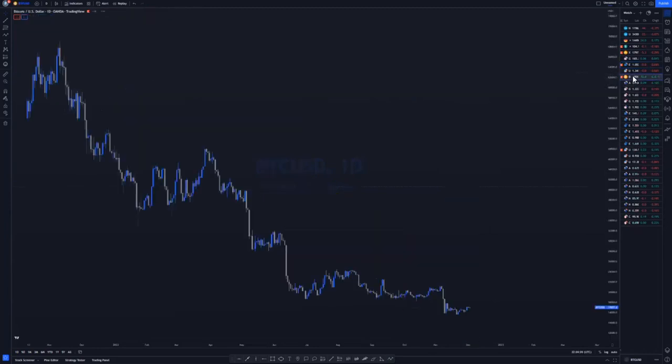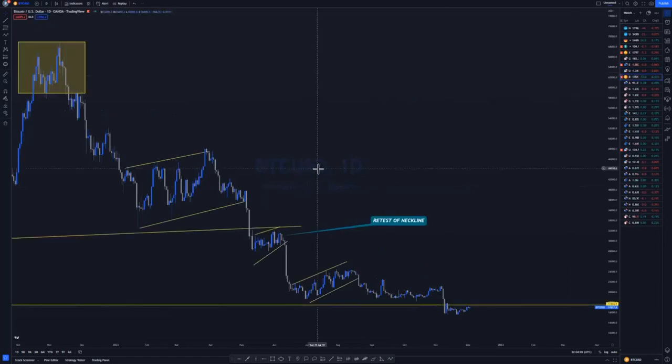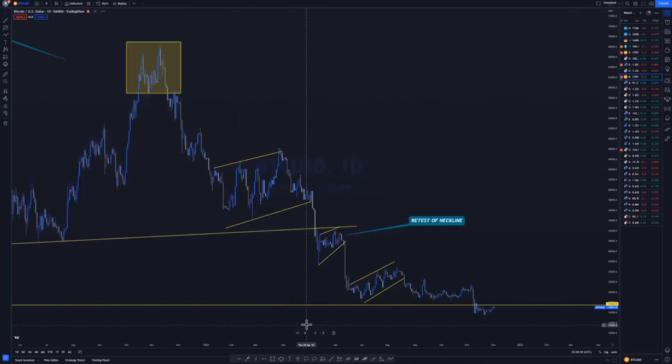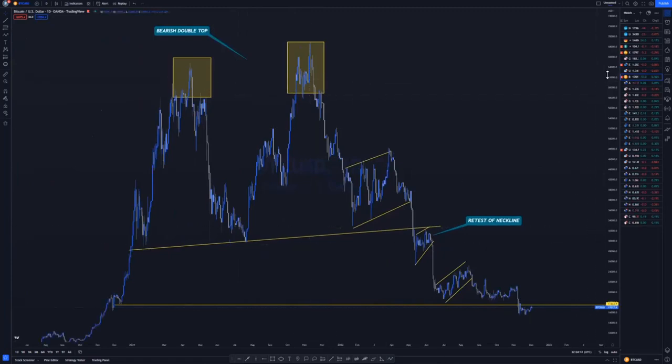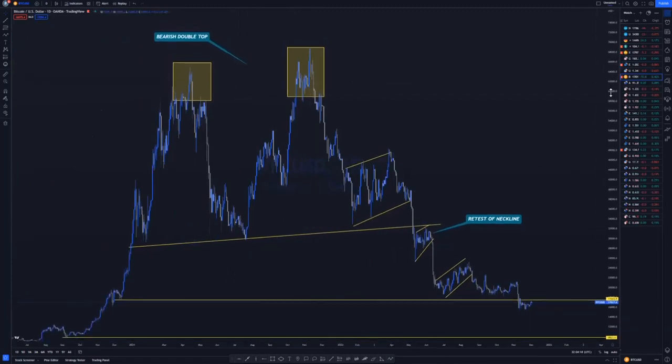So let us move on to another example, which is Bitcoin. The way Bitcoin is presenting itself, I love it and it's so interesting, and you could enjoy trading this type of thing, which is crypto. What you have to understand here is that there was a double top that took place in this Bitcoin market. Then this is the neckline that the market represented here.